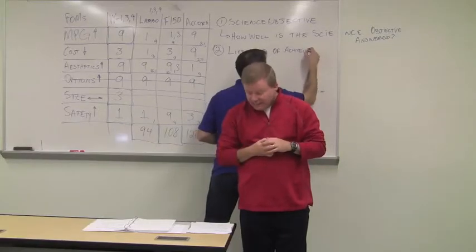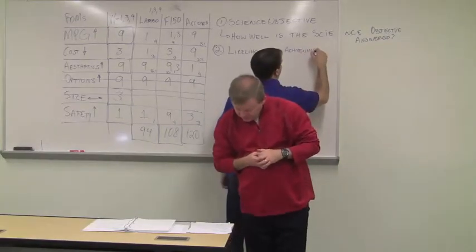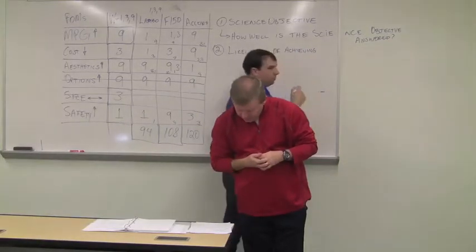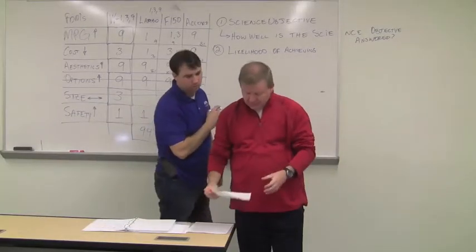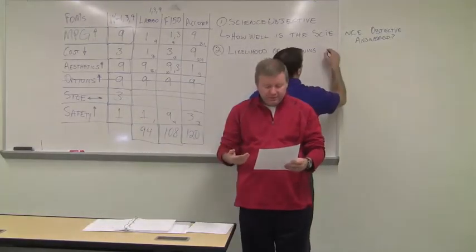The second one is the likelihood of achieving, what the world does this say? Science objective. No, likelihood of achieving the project requirements. Okay. Matt has awful handwriting.